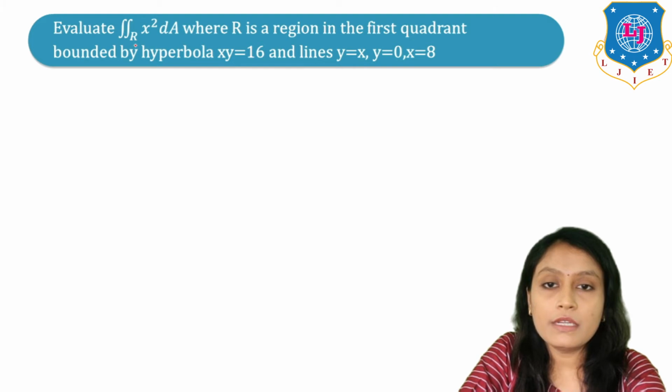Evaluate the double integration over R of x square dA, where R is a region in the first quadrant bounded by the hyperbola xy is equal to 16 and the lines y is equal to x, y is equal to 0 and x is equal to 8. So here a region is given in the first quadrant and we have to evaluate this integral.